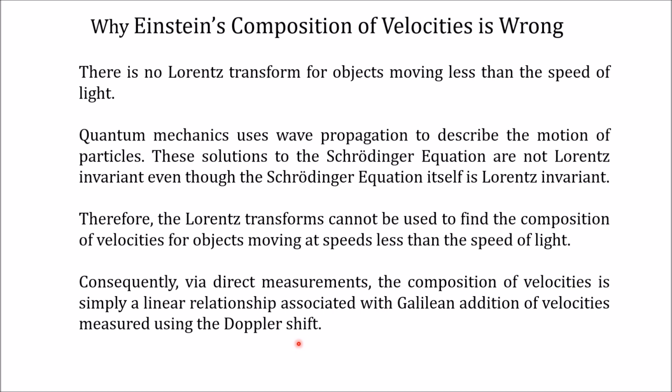What we can say is that in general there is no composition of velocities. It's all simply linear addition of the velocities themselves. There's nothing special about it, and it tends to show that the Lorentz transforms are not legitimate in terms of being applied to finite moving objects. So it basically says that the composition of velocities as Einstein identified it and derived it simply doesn't exist.